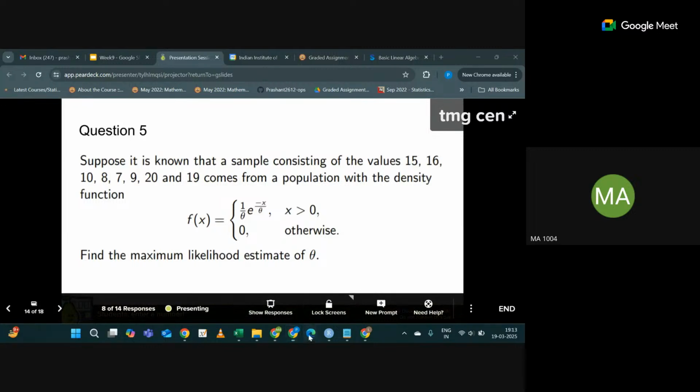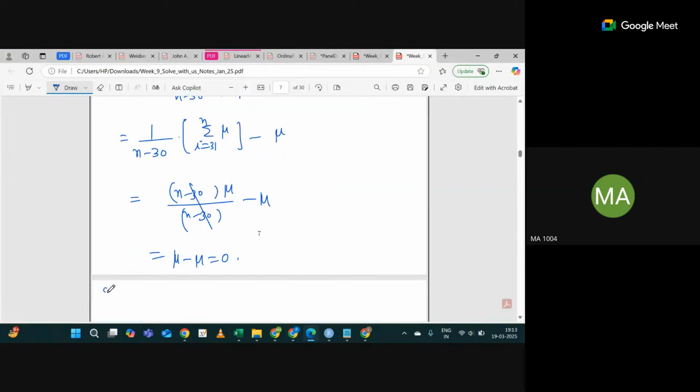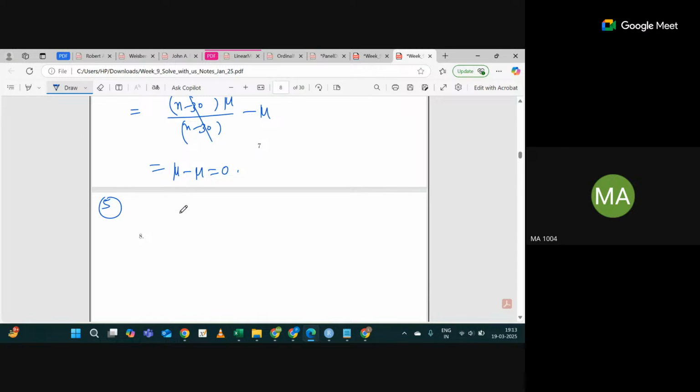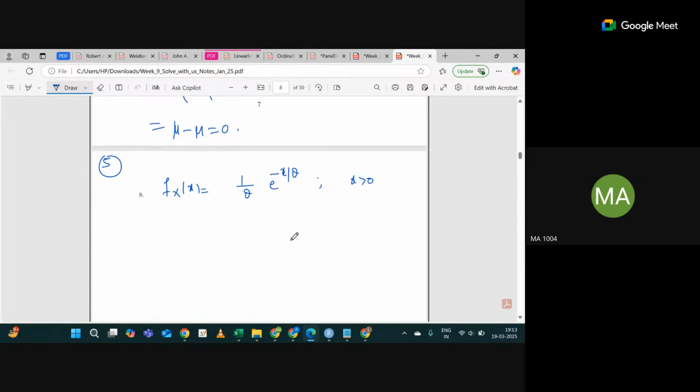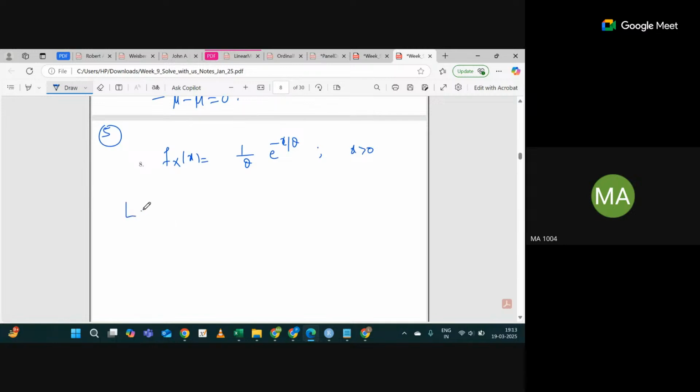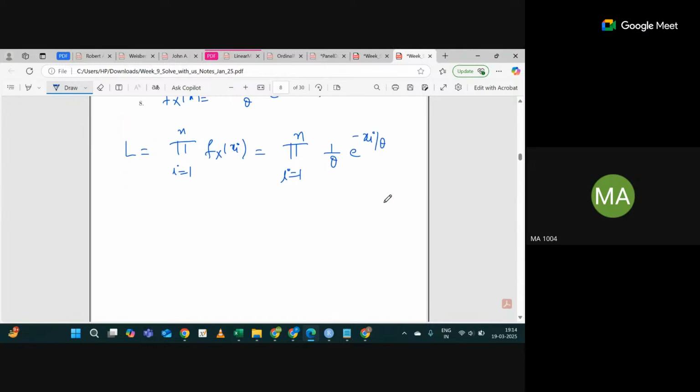So what is the f of x? By the way, what kind of distribution is this? Sir, exponential. Okay, so this is 1 over theta e raised to the power minus x divided by theta, for x greater than 0. It will take value 0 otherwise, right? So what will be the likelihood? Let's try to do it in general. It will be the product over i from 1 to n of f of x i. So this is nothing but the product of i equal to 1 to n, 1 upon theta e raised to the power minus x i divided by theta. Yes or no? Yes, sir.